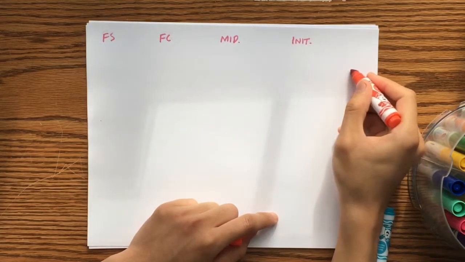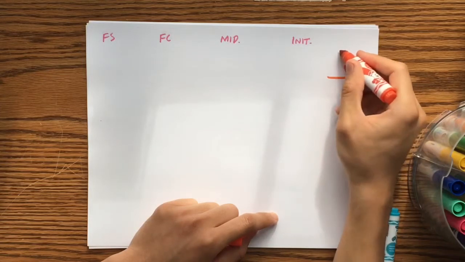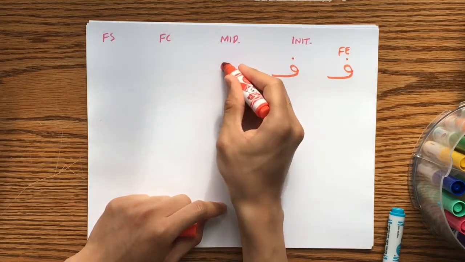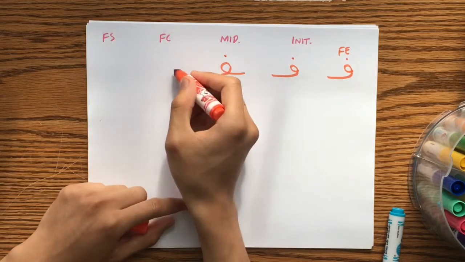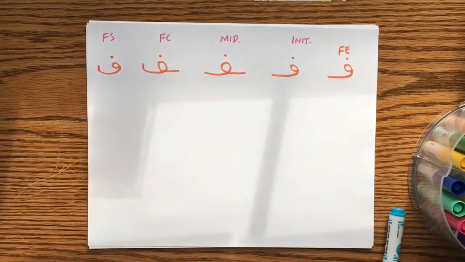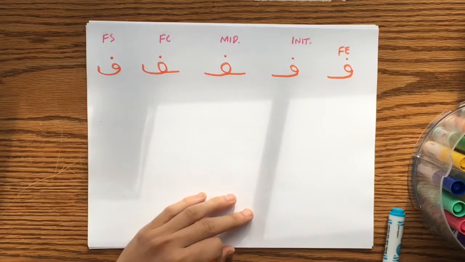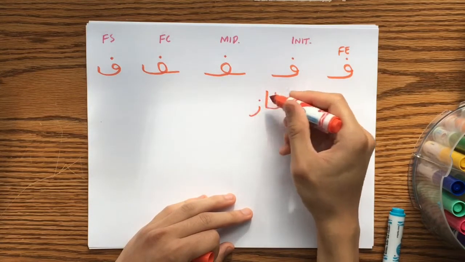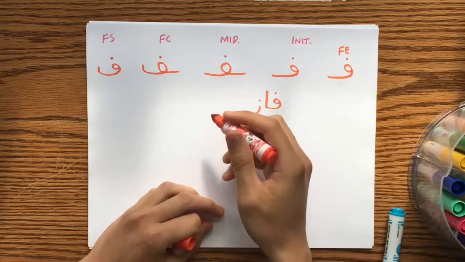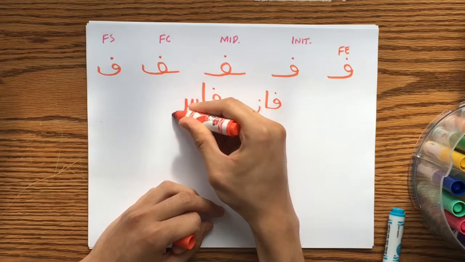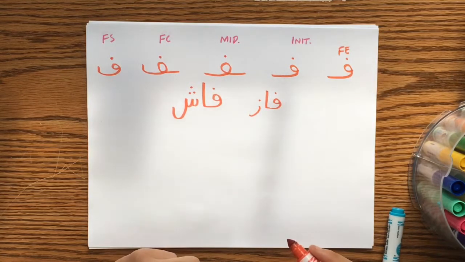Next is fe. And fe makes the F sound. Fe's also a connector. Alright, so what can you write with the letter fe? You can write the word faz, which means phase, like phase yek, phase do. Phase 1, phase 2. You can write the word fosh, which means overt, or something that's obviously seen. And if you put it in a verb like fosh kardan, that's like to leak a secret.